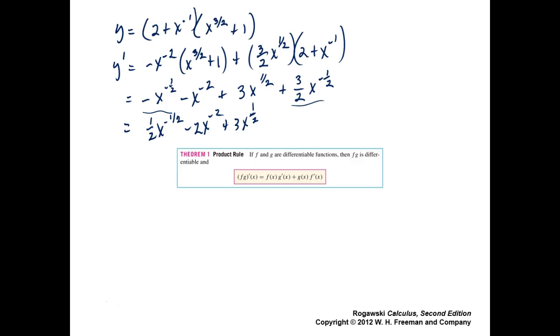Let's see if they do. They start with the 3x to the 1/2, which is fine, plus 1/2 x to the minus 1/2, which is fine, minus 2. No. Whoa. Oh, I put in a coefficient that wasn't there. Okay. Yeah, there it is.